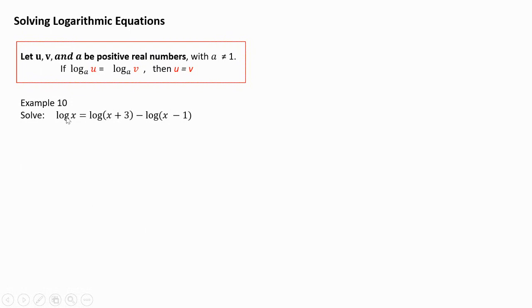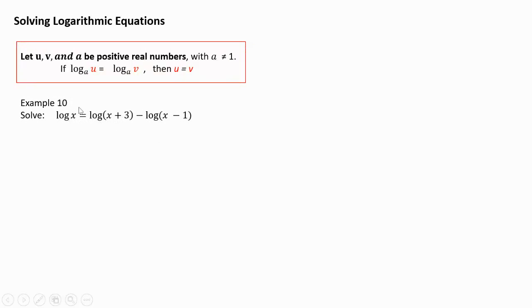Example, we have the log, hey guys, if there's no base, we know it's base 10. I explained that last week. So no base means base 10, right? So log base 10 of x equals log base 10 of x plus 3 minus log base 10 of x minus 1. This is the first example that they give you in the book. They don't give you anything easy for this section. They start you off with something a little bit more challenging.